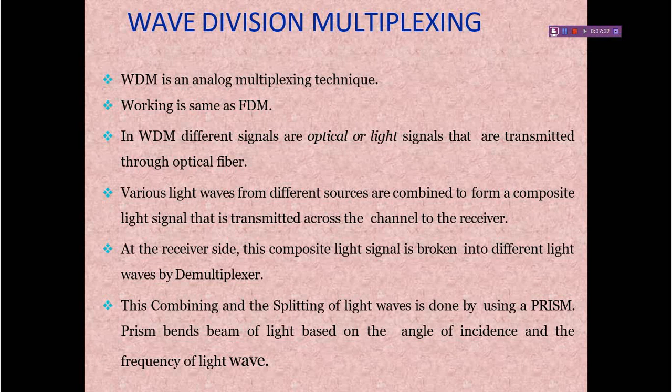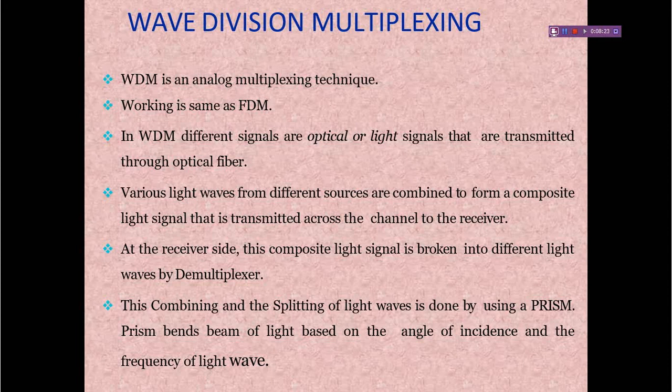Then the next multiplexing is wave division multiplexing. Wave division is an analog multiplexing technique and it is the same as FDM. In wave division multiplexing, the different signals are optical or light signals that are transmitted through optical fiber. Main difference is that wave division multiplexing uses light signals. Various light waves from different sources are combined to form a composite light signal that is transmitted across the channel to the receiver. Means light signals from different sources are combined to form a composite light signal and that is transmitted across the channel.